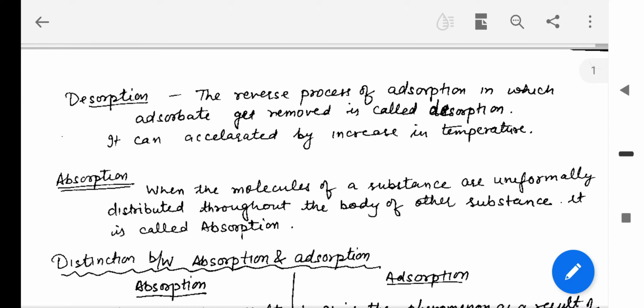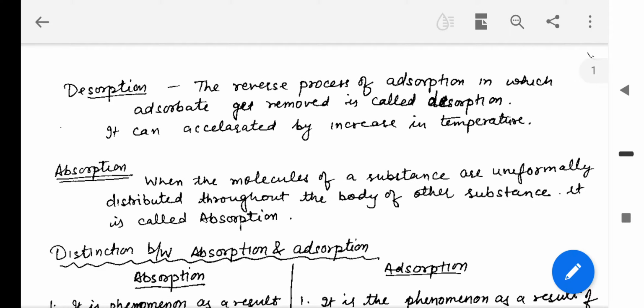Desorption process is the reverse of adsorption. It means in adsorption, the particles get adsorbed or concentrated on the surface, and in desorption, the particles get removed. So the desorption process is directly proportional to temperature. As the temperature increases, the desorption process also increases.